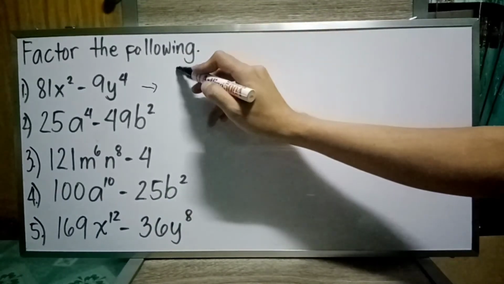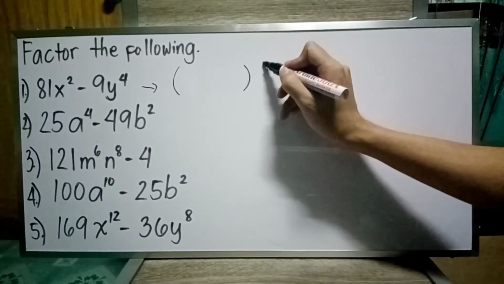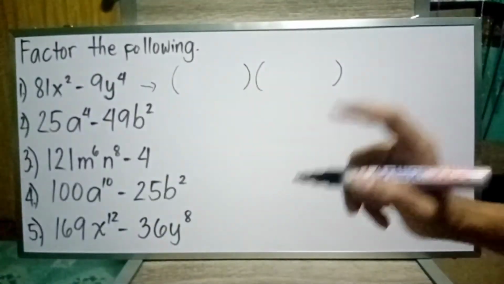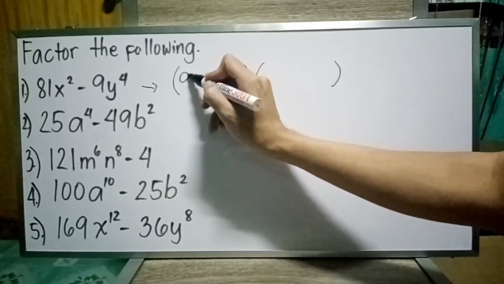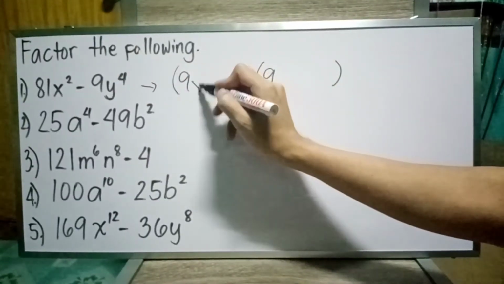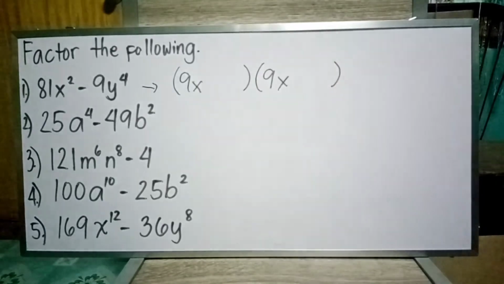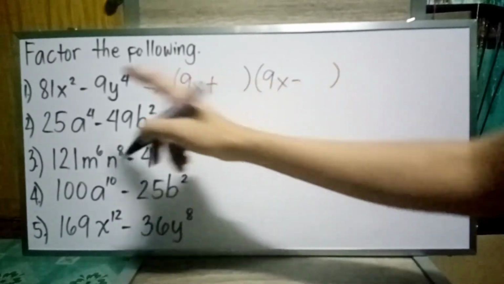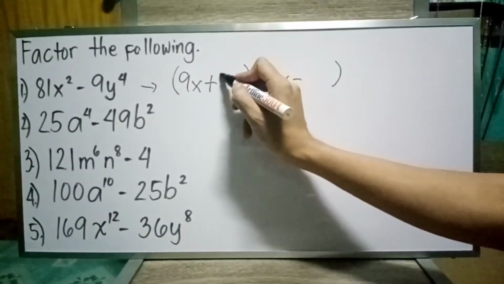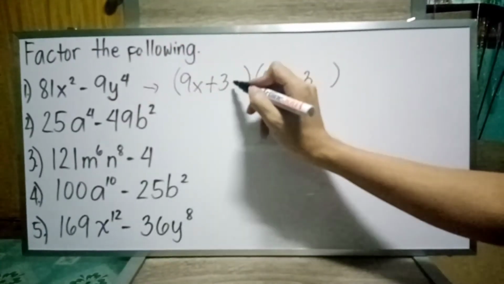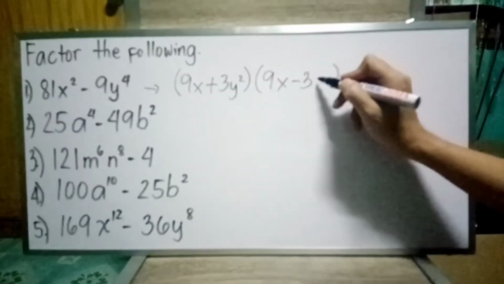Okay, so following the formula, right away we're going to make parentheses. So the square root of 81, that is 9, then x squared, we put x here, and then plus minus the square root of 9, that is 3, then y to the 4th, that is y squared, y squared.